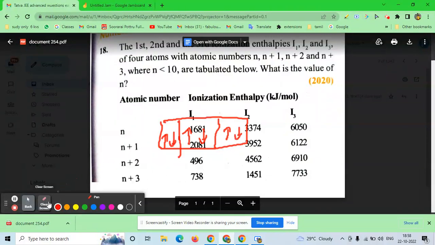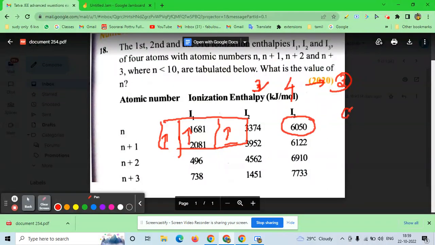If it is going to lose one electron, then this electron would have vanished easily. Then this electron would have vanished easily. But for half-filled and fully filled orbitals, it does not allow the electron to escape. So here the electron does not escape, and it requires a lot of energy.